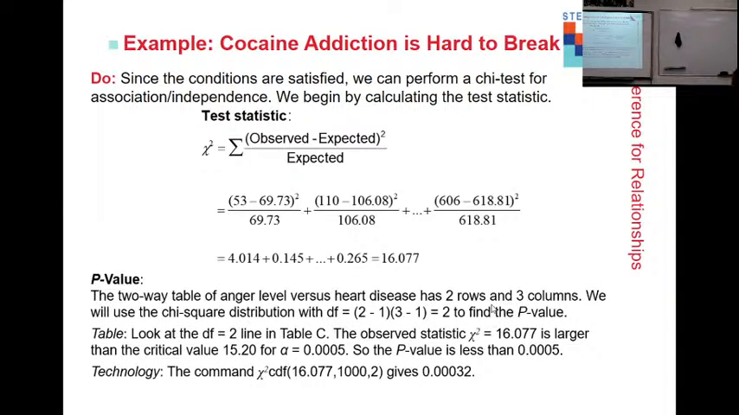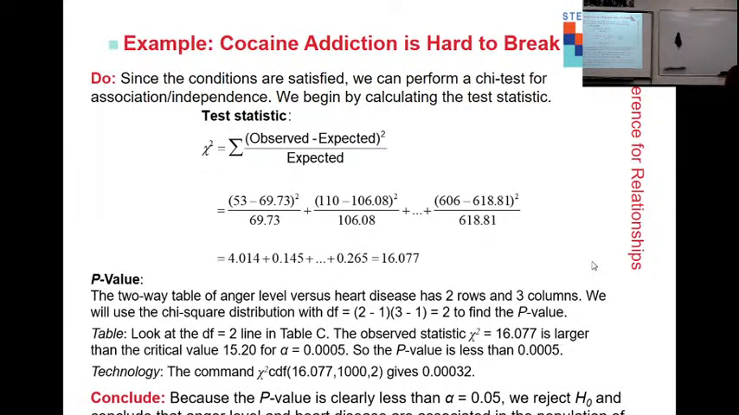So that means there's the p-value. It's saying if you're using the table, here's how to do it. If you're using the calculator, here's how to do it. That's all that that's doing. And finally, p-value is clearly less than our alpha level. They're putting the clearly in there. Less than alpha. We're going to reject the null hypothesis, conclude that there is an association between the anger level and heart disease.